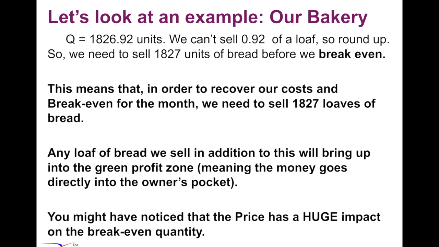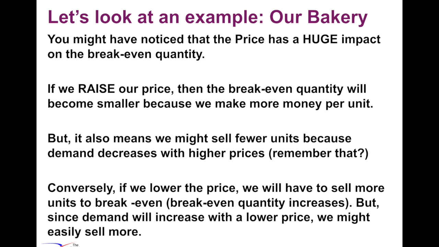You might have noticed that price, as I've said, has a huge impact on this. So do fixed costs. Those are the two big ones. If we raise our price, then our break-even quantity will become much smaller because we're making more money per unit. It also means that we might sell fewer units. Remember from demand? What happens if price goes up? What happens to demand? You guys should remember this. If price goes up, demand decreases. Hopefully that was your guess. Because people can only spend so much money, right? So if things get more expensive, then people can't buy as much.